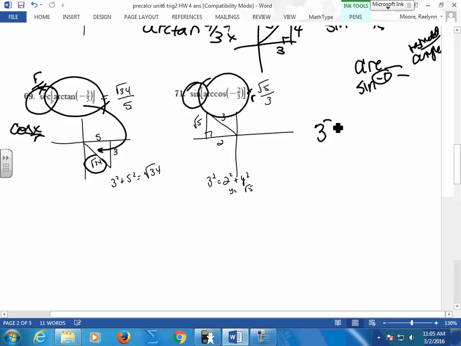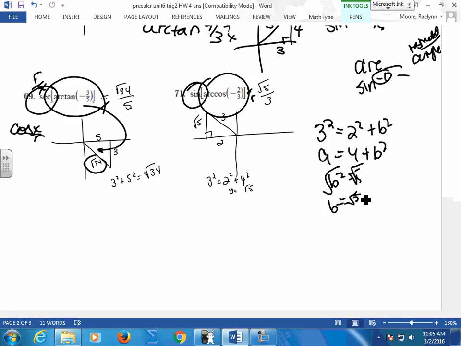So I need to say 3 squared equals 2 squared plus b squared. And b squared is going to be equal to 5. Therefore, b is equal to radical 5. And then I find sine, radical 5 over 3. Is sine positive or negative in quadrant 2? Positive. Because sine uses the y value. Good?